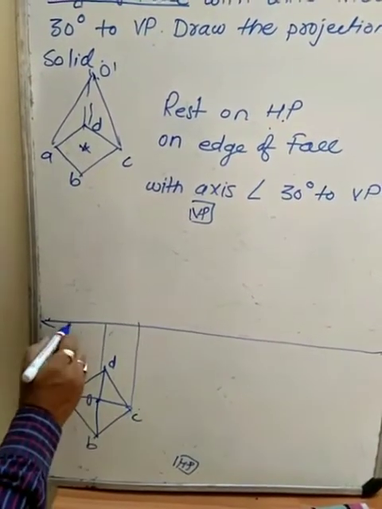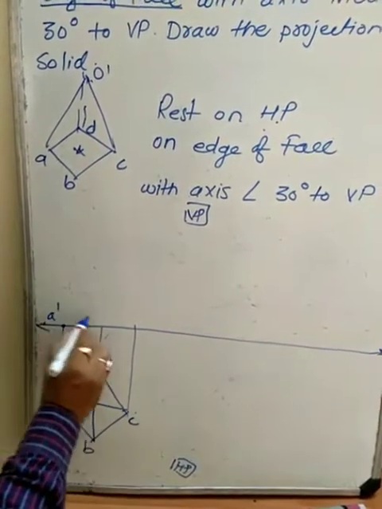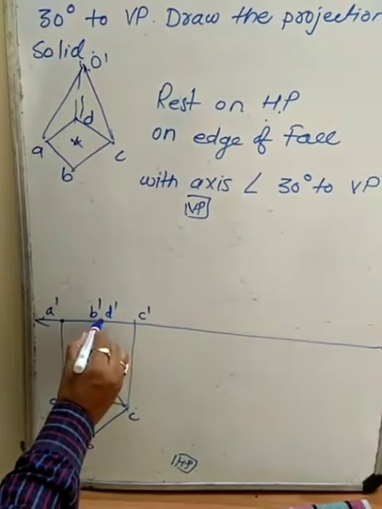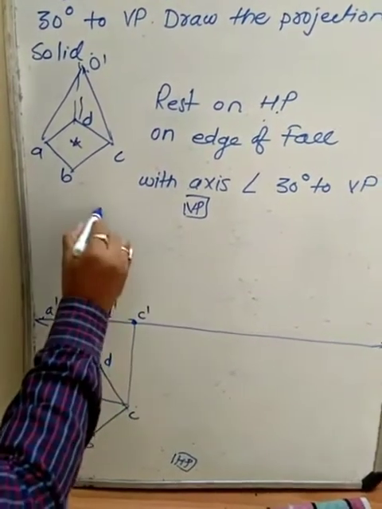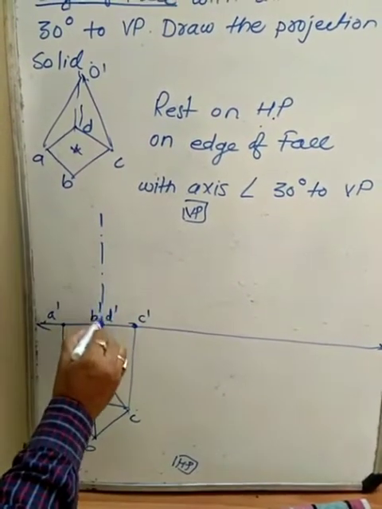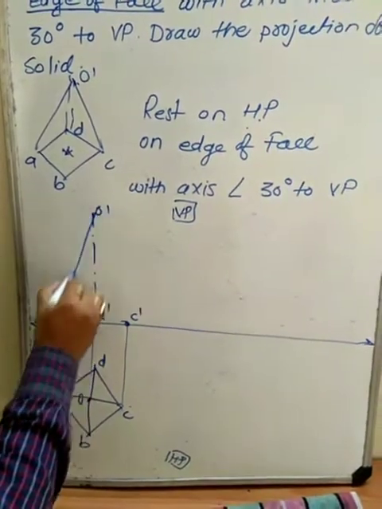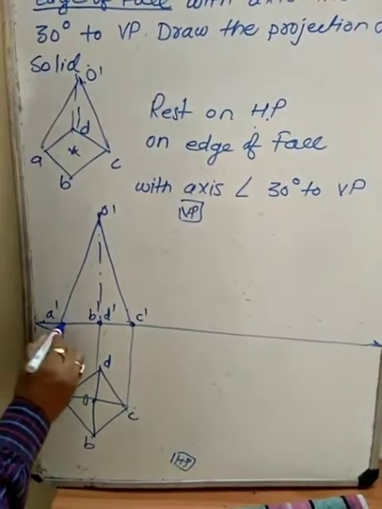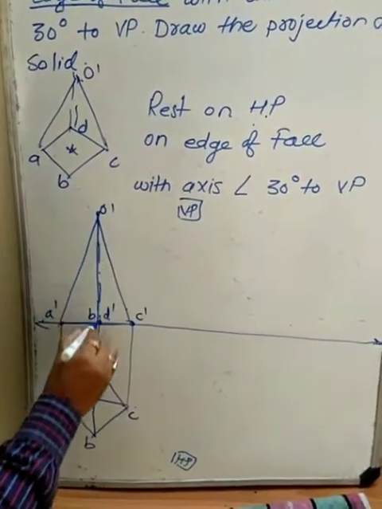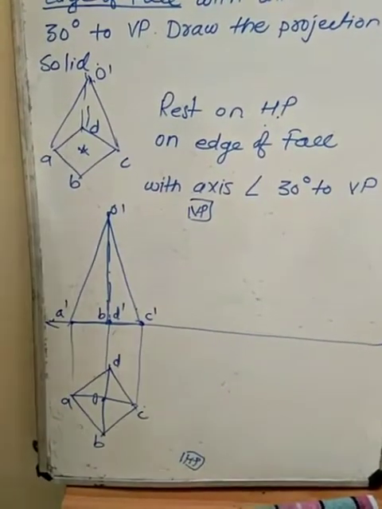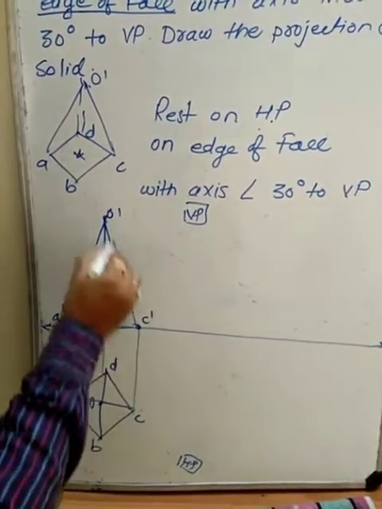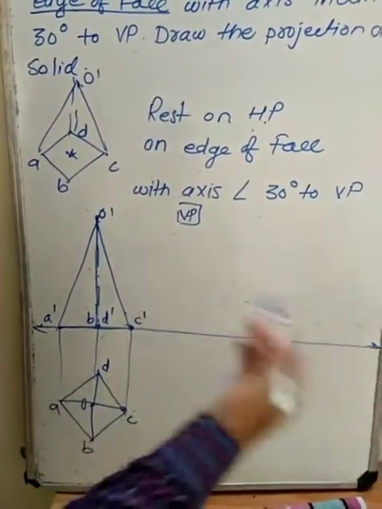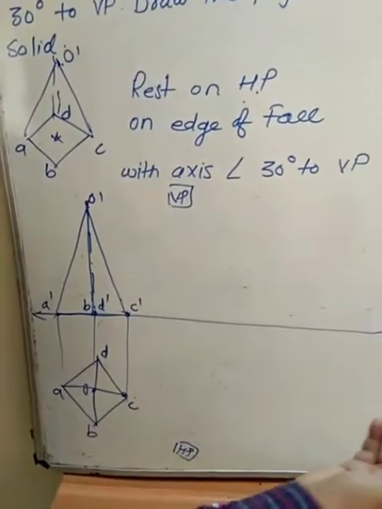Project this one. This is A dash, B dash, C dash, D dash. Axis 70 mm long, O dash. Now in this, OD is dark. Now you have to place the solid on HP. OC should be on HP. That means you have to draw C on right hand side.